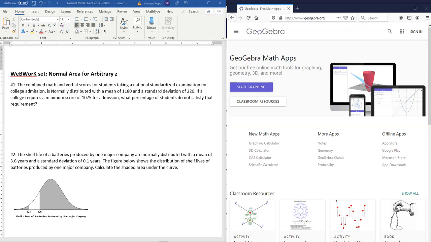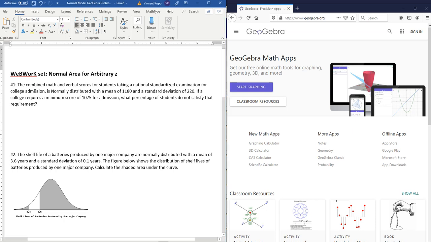So let's look at how to do some calculations with the normal model. As you saw in the normal distribution overview, the formula is kind of messy and it's really very difficult to work with without a calculator. So the way we're going to do it for this class is using this program called GeoGebra.